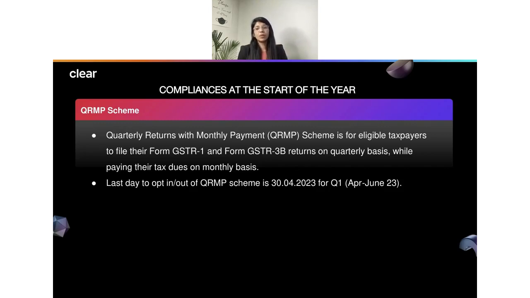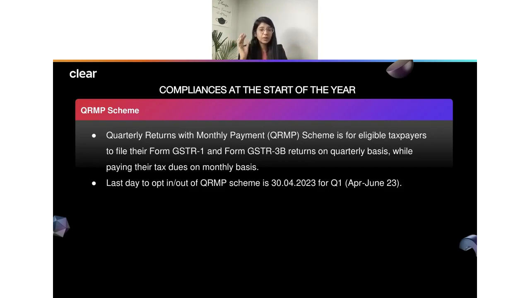But here again, one important point we should keep in mind is that even when you're opting for the QRMP scheme, you should think about one more part: if you are also making some B2B supply. I will just ask you one simple thing. If I'm making a B2B supply, can I go ahead and opt for the QRMP scheme? The answer is yes, I can always do that. But then the problem comes in: what about the recipient?